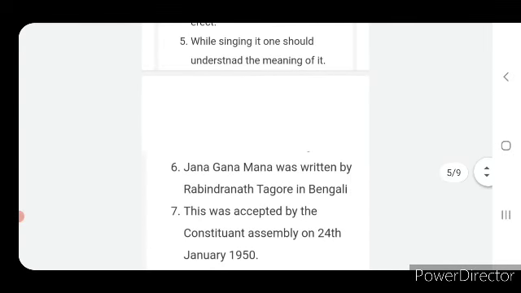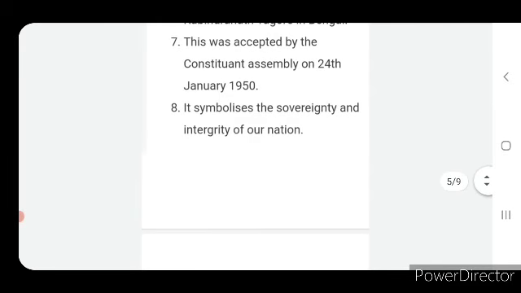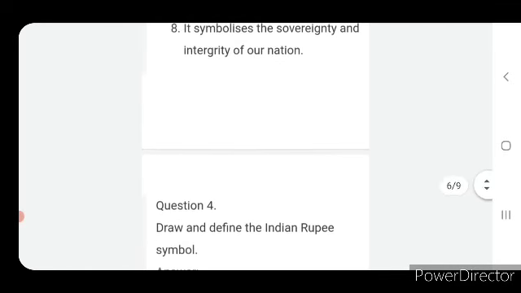Jana Gana Mana was written by Rabindranath Tagore in Bengali. This was accepted by the Constituent Assembly on 24th January 1950. It symbolizes the sovereignty and integrity of our nation.